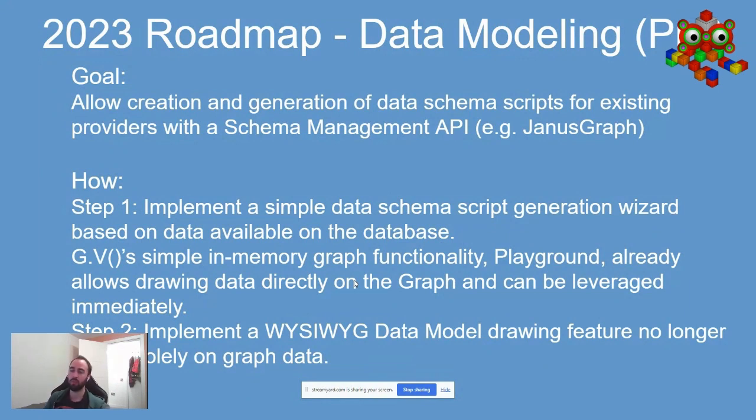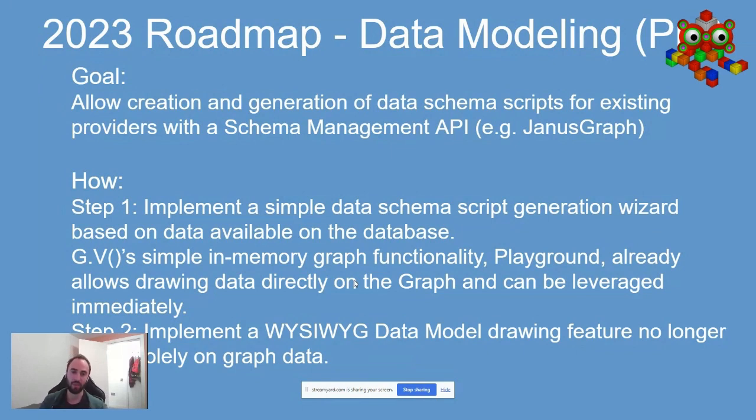What we'd like to do on G.V is provide functionality that allows generating these scripts, first of all, more easily, but then also creating scripts that can update an existing data schema based on what's currently available. So it will be implemented in multiple steps. The first step, which will be kind of the easy one, is to just have a simple data schema script generation wizard on G.V that just generates a script to actually enforce a data schema on Janus Graph or, say, DataStax Enterprise Graph, for instance. That will be step one. So based on the data available on your database, it will just generate the scripts, and that means you can just go off and run them without having to actually write them.